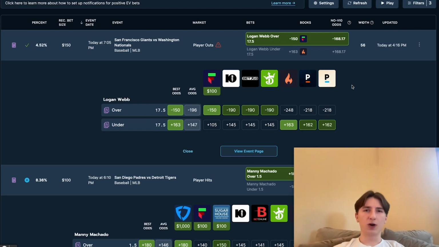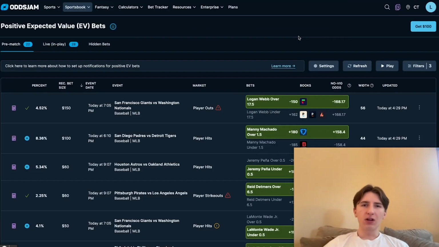So by comparing the odds across the entire market, you can find when a sportsbook stands out, in this case, Fliff. When a sportsbook stands out, you need to hammer that line, because a sportsbook disagreeing with the entire rest of the market means they're probably wrong and you can probably make money off of them.